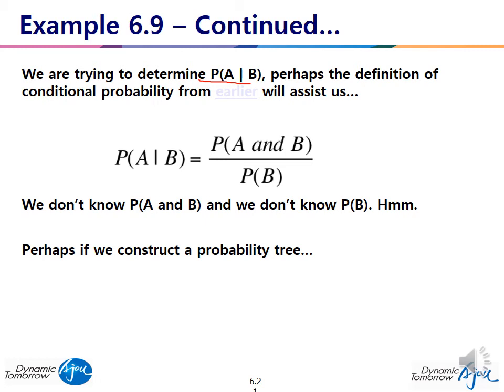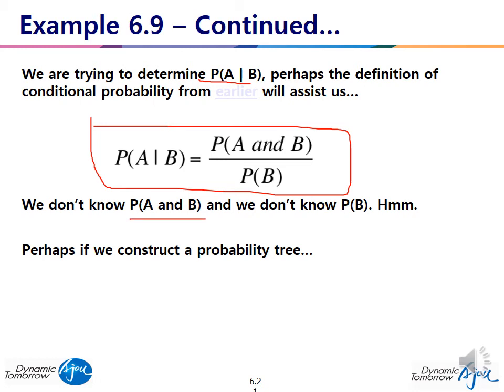Here we are trying to determine probability A given B. Perhaps the definition of conditional probability from earlier will assist us. We are going to use this formula. Probability A given B is equal to probability A intersection B divided by probability B. We don't know probability A intersection B, and we don't know probability B. How do we calculate them? Perhaps if we construct a probability tree. So in the last slide we are going to show you how to construct the probability tree.